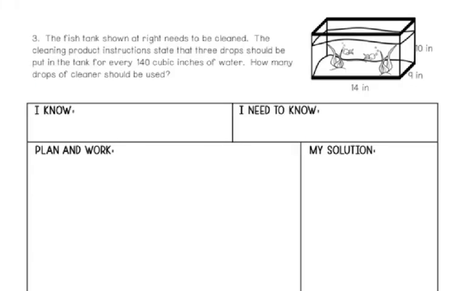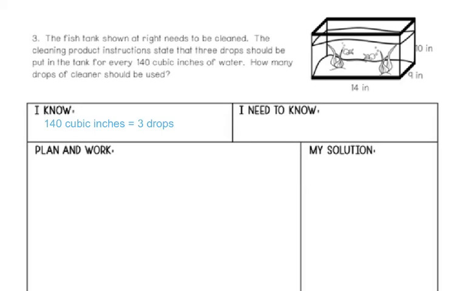Moving on to question 3, the fish tank shown at right needs to be cleaned. The cleaning product instructions state that 3 drops should be put in the tank for every 140 cubic inches of water. How many drops of cleaner should be used?